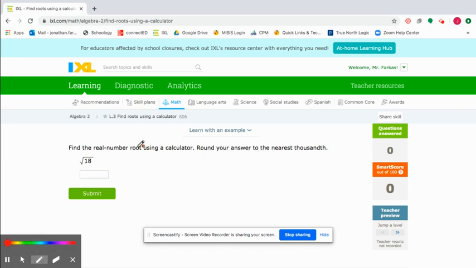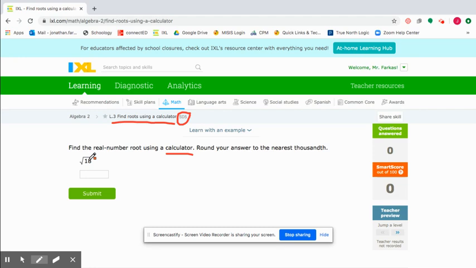Hello, this is going to be on IXL Algebra 2 topic L3, find roots using a calculator. If you want to find it via the shortcut, you can just type SD5 into the search bar and it'll bring it up right away. So this is asking you to find the real number root using a calculator this time. Round your answer to the nearest thousandth.